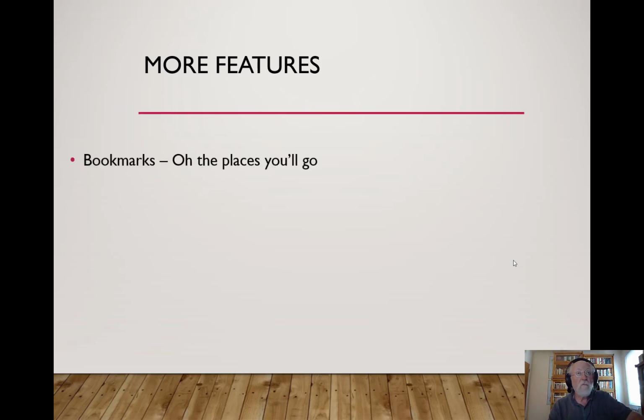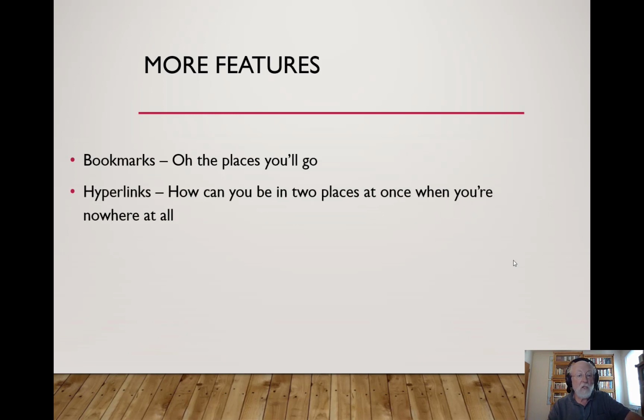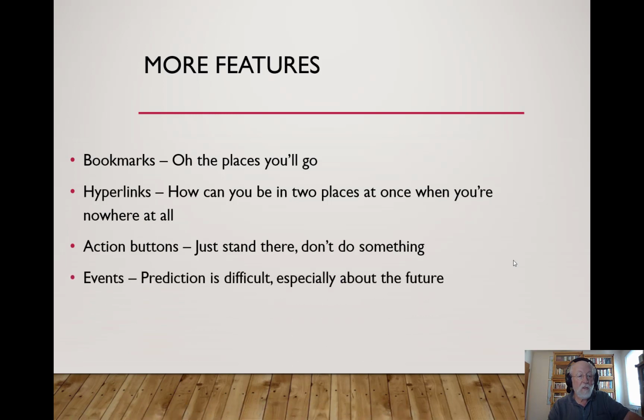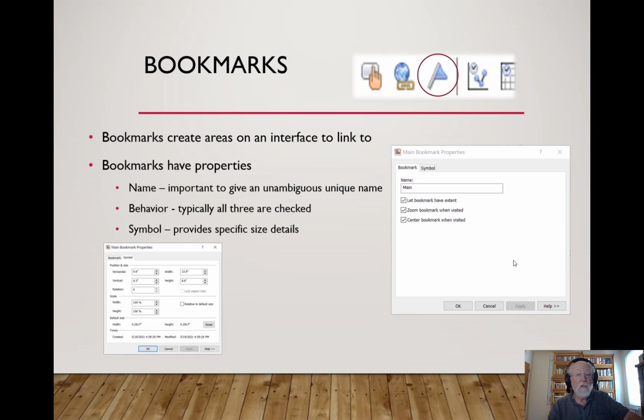You can do bookmarks. You can do hyperlinks. You can do action buttons. And you can do events. So bookmarks. Bookmarks are literally pieces of a screen that you'd like to zoom to or jump to or both after having clicked a hyperlink. Each bookmark has an unambiguous unique name. Bookmarks have these behaviors here.